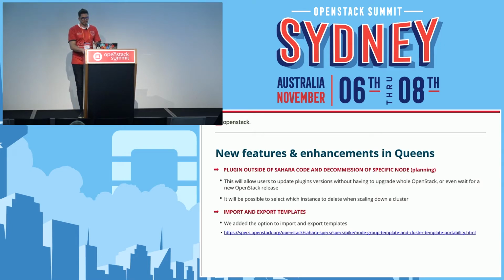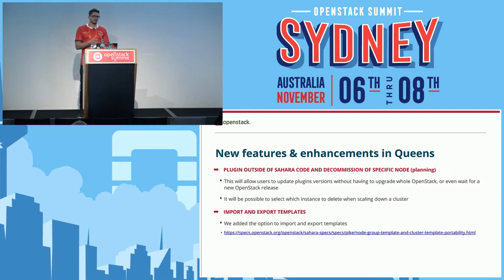Sahara uses a plugin-based structure for the data processing engines. So we have a plugin for CDH, we have a plugin for Storm, we have a plugin for Hadoop. All of those are very easily removable, or you can add a new plugin to Sahara if you want a new data processing engine.